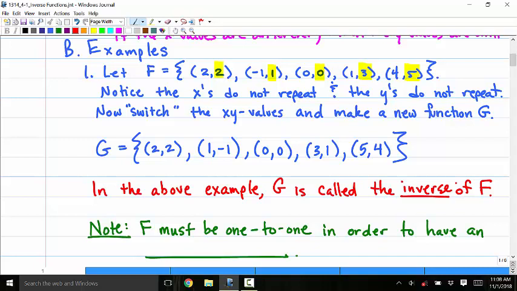Okay, the note there says f must be one-to-one in order to have an inverse function. So my question to you, will every function have an inverse? No. Only the one-to-one functions have an inverse. The function has to be one-to-one before you can have an inverse function. How do you find the inverse function? You're going to swap the x and y's. Exactly.